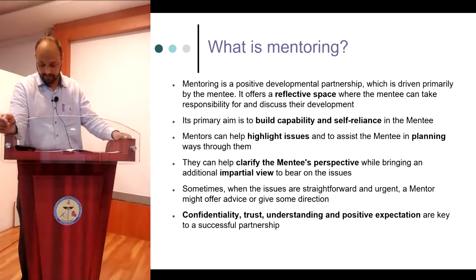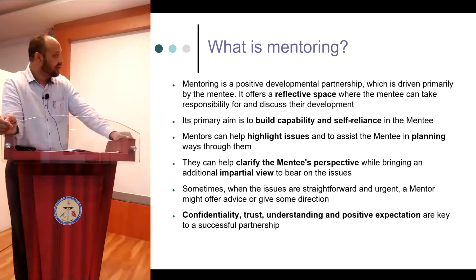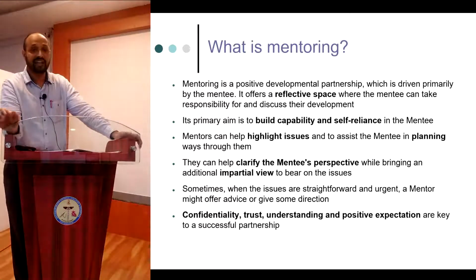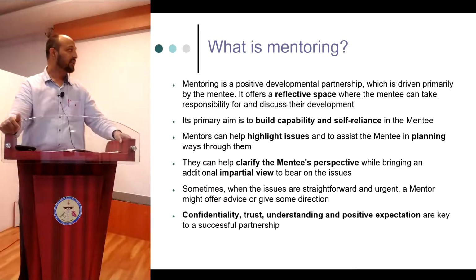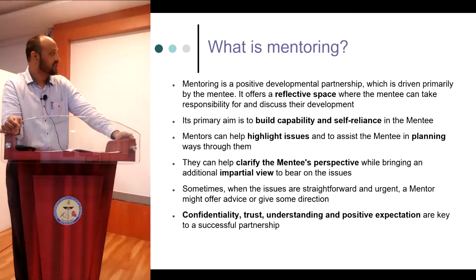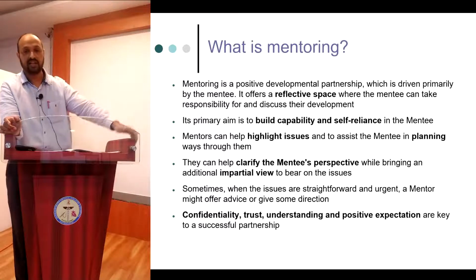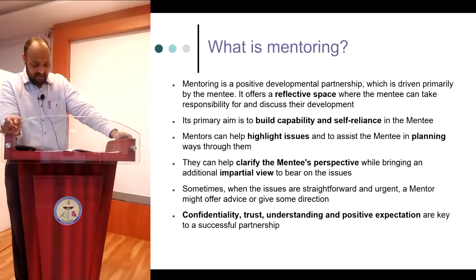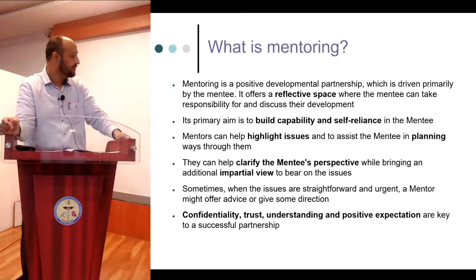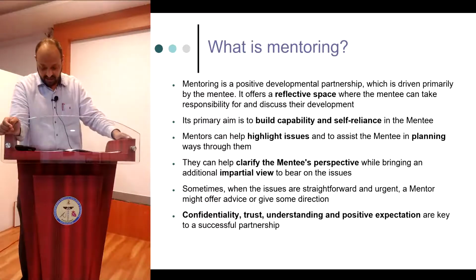It is primarily driven by the mentee. It offers a reflective space where the mentee can take responsibility and discuss their development. Its primary aim is to build capability and self-reliance. The mentor can also help in highlighting issues and assist the mentee in planning ways through them.